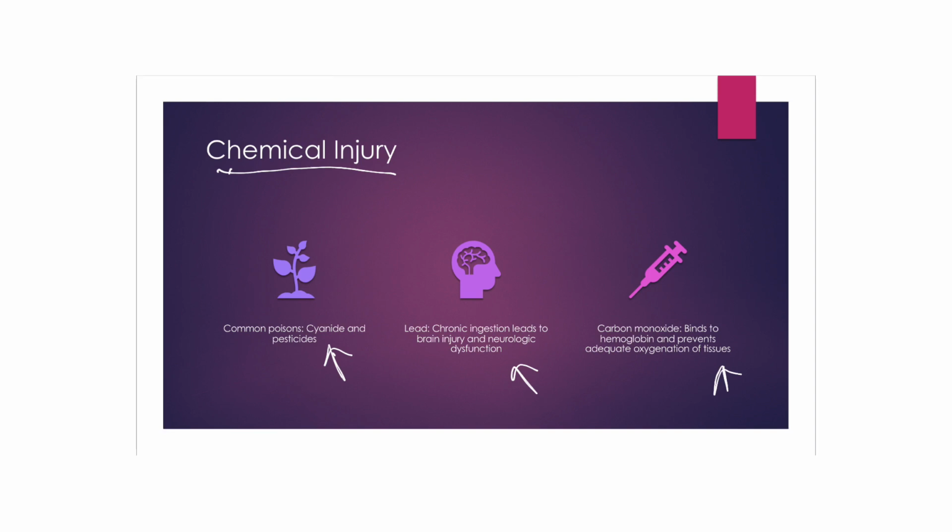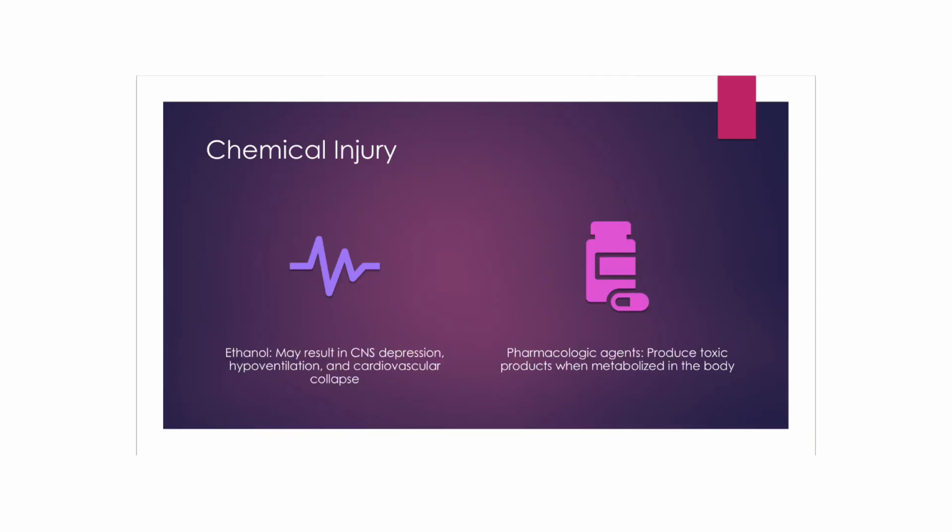So some of these chemical injuries can actually cause hypoxic injuries as well, such as our cyanide and our carbon monoxide. We also have ethanol, which may result in central nervous system depression, hypoventilation, and cardiovascular collapse. Ethanol is the active ingredient in alcohol. We could also have pharmacologic agents. They produce toxic products when metabolized in the body.